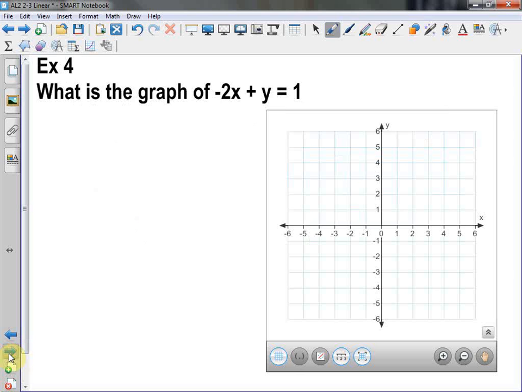Okay, now let's talk about graphing. Okay, the reason why we like slope-intercept form is because the graphing is so nice. Okay, right here, is it in slope-intercept form? No. But can we change it? Yes. How would we change it? Y equals. No. Yeah.